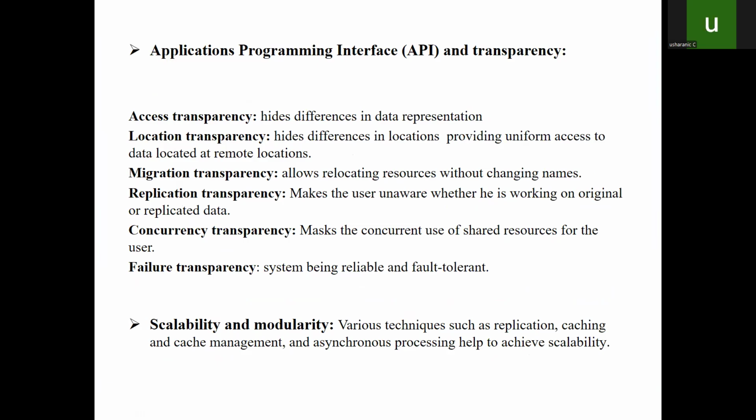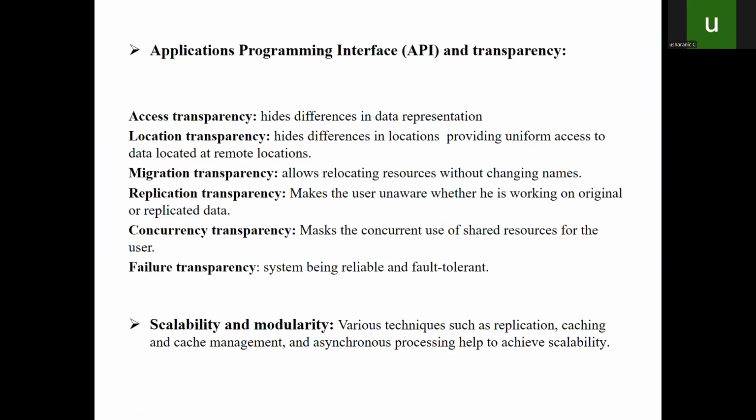Next issue is application programming interface, that is the API, and transparency. It can consist of a lot of types of transparency. First one is access transparency, that is hiding the differences in data representation across the system. Next one is location transparency, and it hides where the data and resources are physically located. Users get uniform access regardless of location.